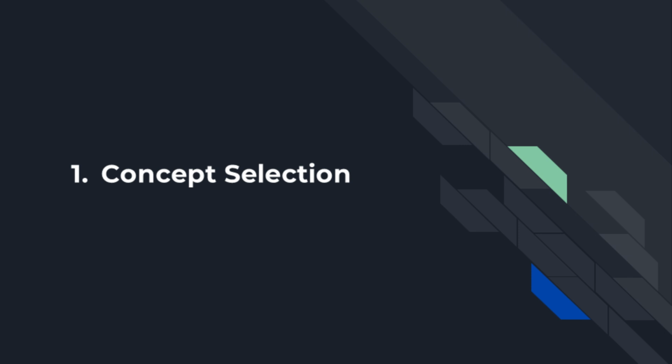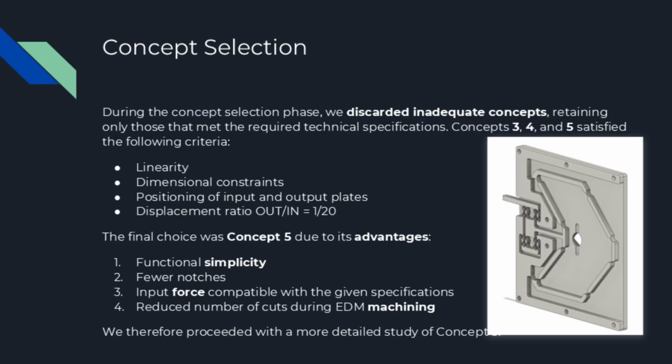During the concept selection phase, we discarded inadequate concepts, retaining only those that met the required technical specifications. Concepts 3, 4, and 5 satisfied the criteria of linearity, dimensional constraints, positioning of input and output plates, and displacement ratio of 1/20. The final choice was Concept 5, due to the following advantages: functional simplicity, fewer notches, input force compatible with the given specifications, and a reduced number of cuts during EDM machining. We therefore proceeded with a more detailed study of Concept 5.